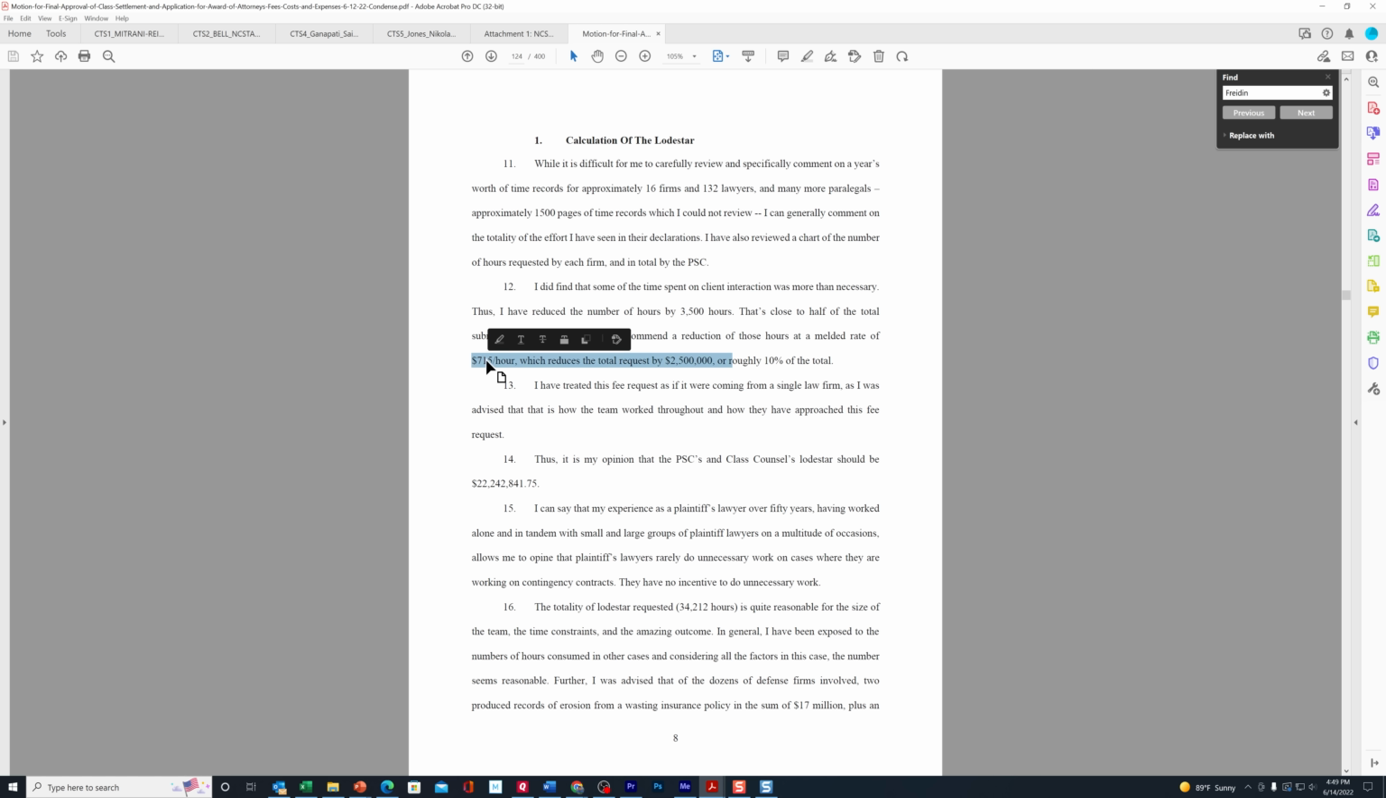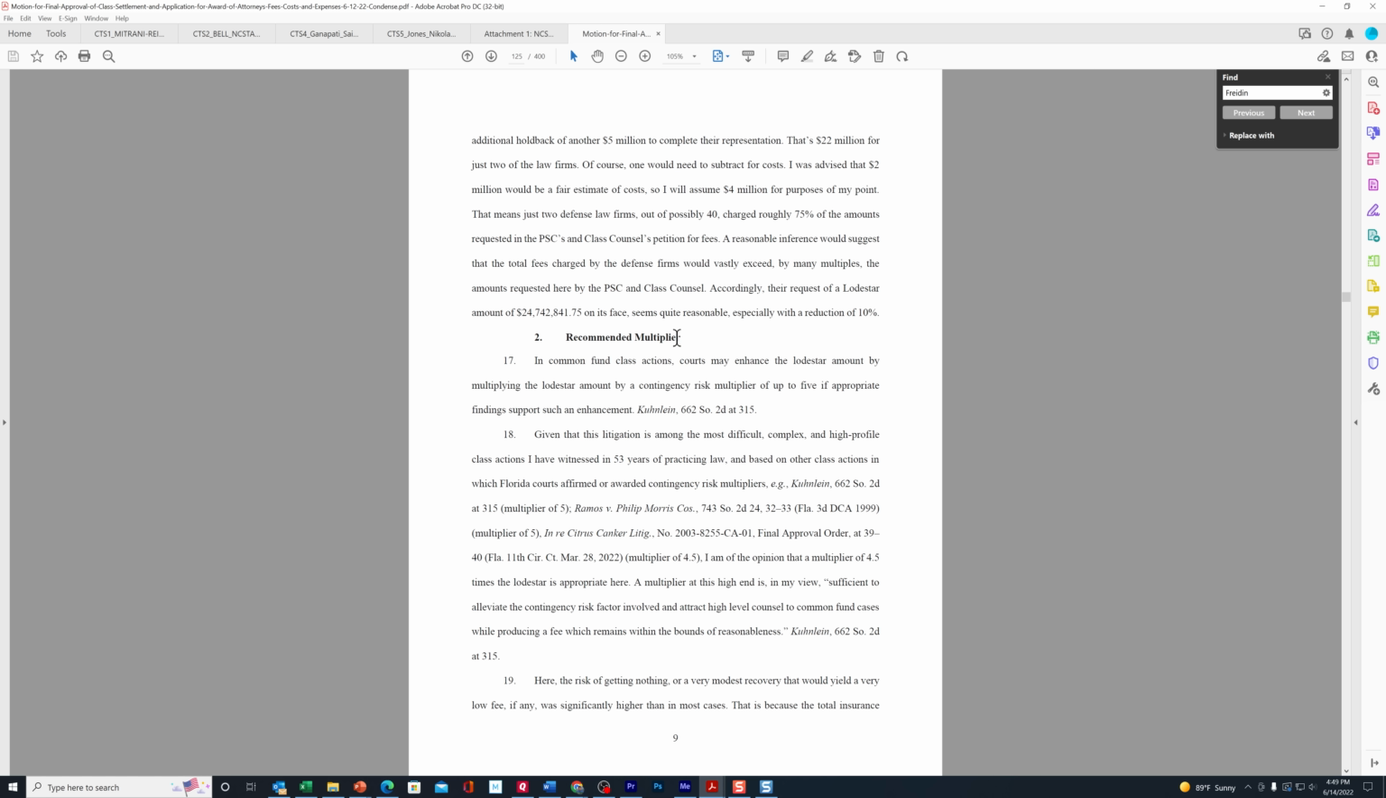People working at Walmart are making $15 an hour, and some of these attorneys are making even more than the $715 an hour. Holy cow. Now here he's talking about how he arrived at that recommended multiplier, because he said, like I mentioned earlier, that here in Florida, we usually do up to 5 as the multiplier.